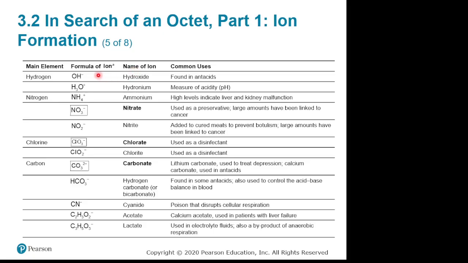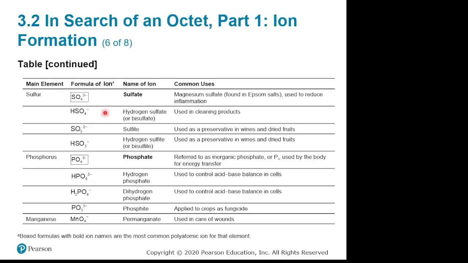This right here is actually the basic form. This is the hydroxide, commonly found in antacids. In case you're wondering, this right here is baking soda. Okay, that's bicarbonate. This is the rest of those, and that's the whole list of the ones you'd want to know.